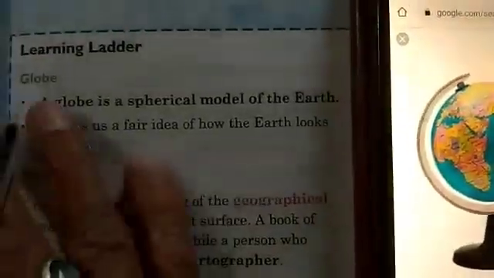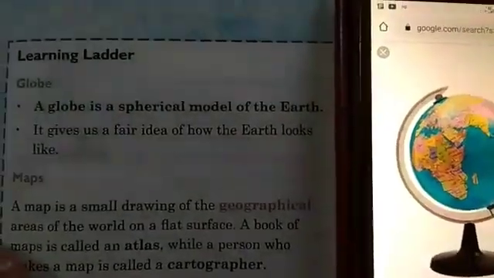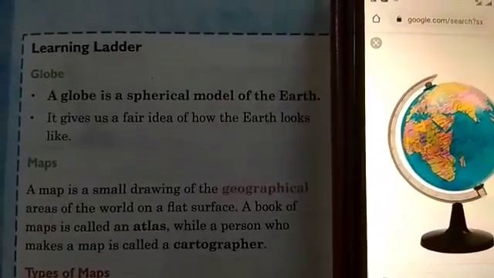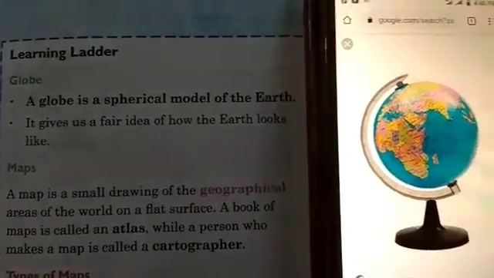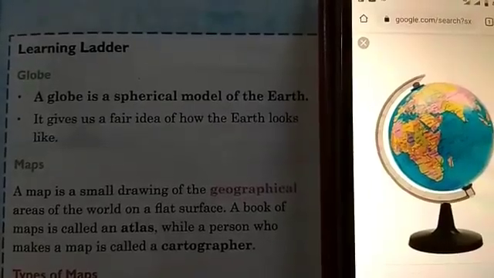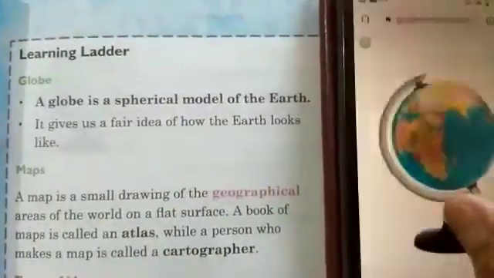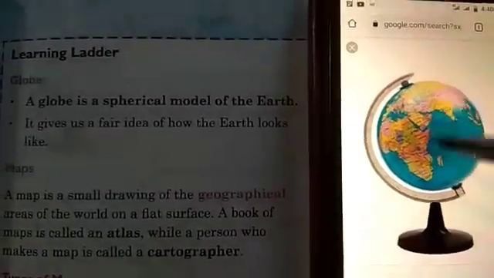A globe. A globe is a spherical model of earth. It gives a fair idea of how the earth looks like. A map is a small drawing of the geographical areas of the world on a flat surface. A book of maps is called an atlas, while a person who makes a map is called a cartographer. This is a picture of a globe.